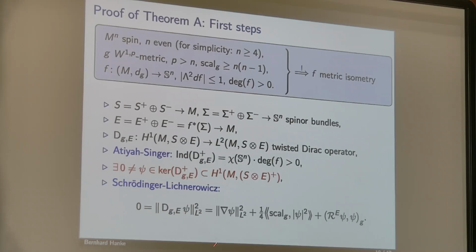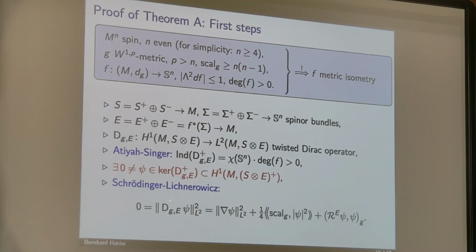Since this number is positive, and as you recall, the index is the difference of dimensions of the kernel of D plus minus the kernel of D minus, if this is positive, the kernel of D plus must be non-zero. So we get an H^1 section in the positive part of our twisted spinor bundle, which is non-zero and lies in the kernel of the twisted Dirac operator. This is what the index theory gives us, basically for free. So we find this section of the twisted spinor bundle. Now we plug this section into the Schrödinger-Lichnerowicz formula and see what happens.